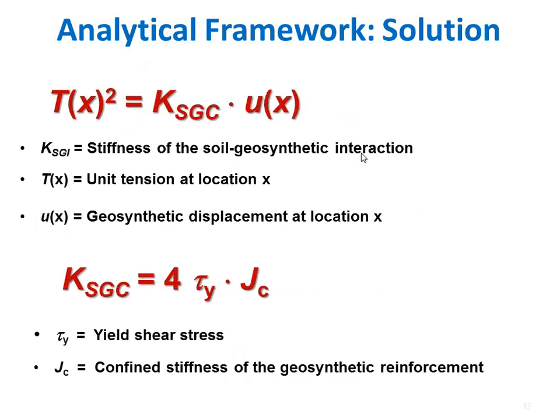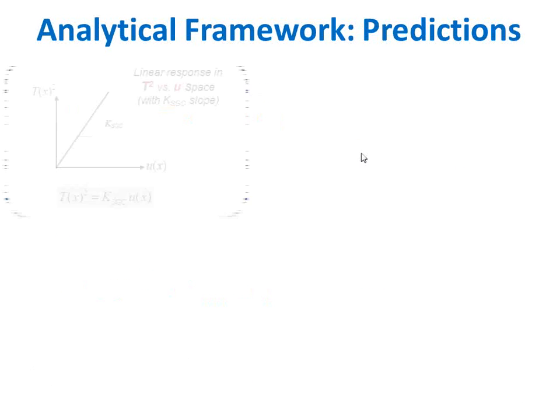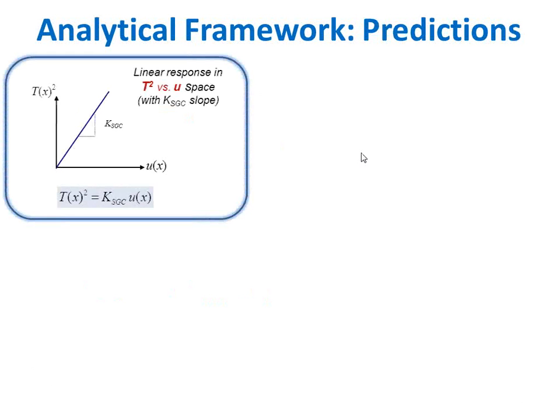So this is it. This is essentially what I've just told you. All right, so let me give you some predictions. If the math is correct, essentially what we're saying is that we have the tension squared versus displacement. This is a straight line, and the slope of that straight line is the parameter. So that's what we wanted to get.